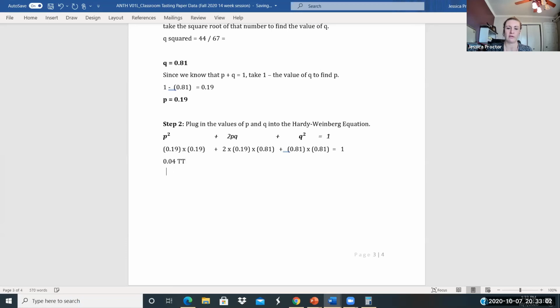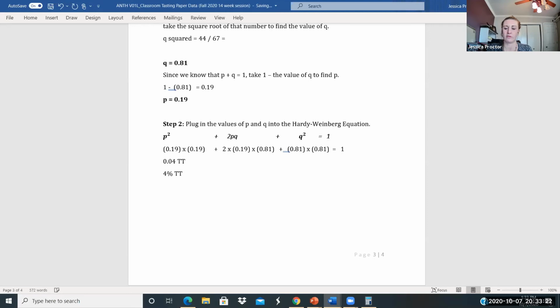Okay, so to turn that into a percentage, piece of cake, we move our decimal 2 places, so that becomes 4%. So we know that 4% of our classroom population is homozygous dominant at the locus, at the location on the chromosome that determines whether or not you can taste PROP.